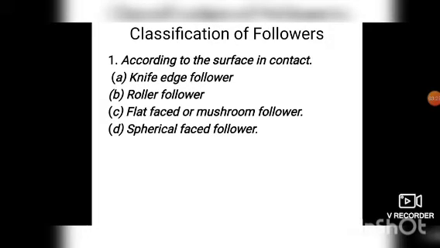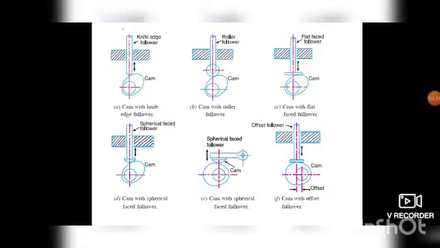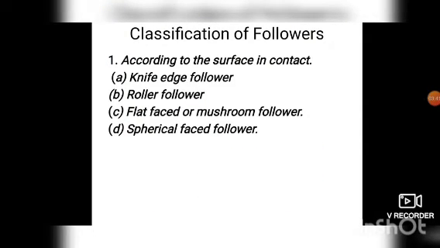Next one is the roller follower. When the contacting end of the follower is a roller, it is called a roller follower. Here in figure B, we can see a cam with a roller follower. Since the rolling motion takes place between the contacting surfaces, the roller and the cam, the rate of wear is greatly reduced. In roller followers also, side thrust exists between the follower and guide. So side thrust is present in knife edge and roller followers both.